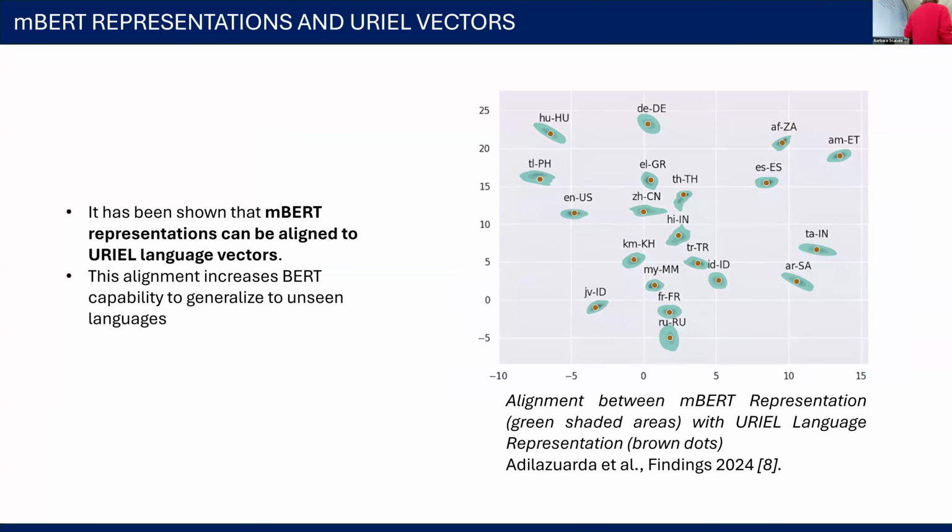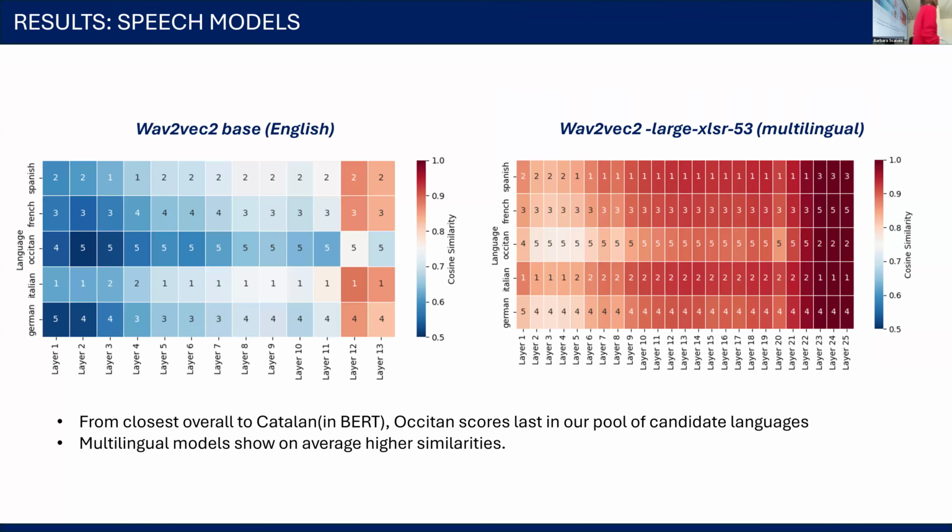In fact, there's also been a study that has shown that these multilingual BERT representations can be aligned to URIEL vectors. So it's not surprising that we find a correspondence between the genetic information, what we know beforehand, and the BERT representations. However, this might not be the case for speech models. So let's look into those.